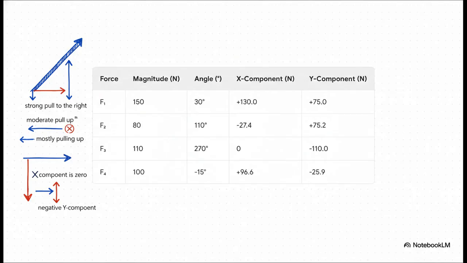And here's the breakdown. Okay, so force 1 at 30 degrees, it's pulling both right and up. Makes sense. Force 2 is mostly pulling up, but also a little bit to the left, and that's exactly why its x component is negative. Force 3 is the easy one. It's pulling straight down, so its x component is just 0. And force 4, that one pulls mostly to the right, but also dips slightly down, which gives it that negative y component. See how that works?